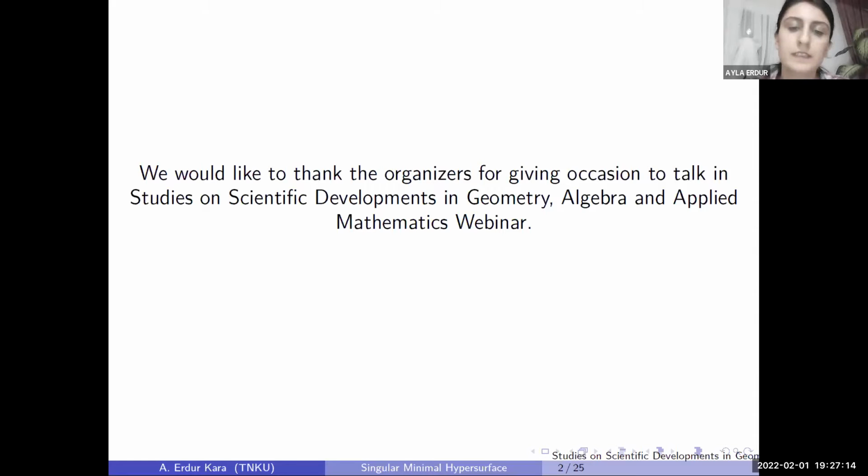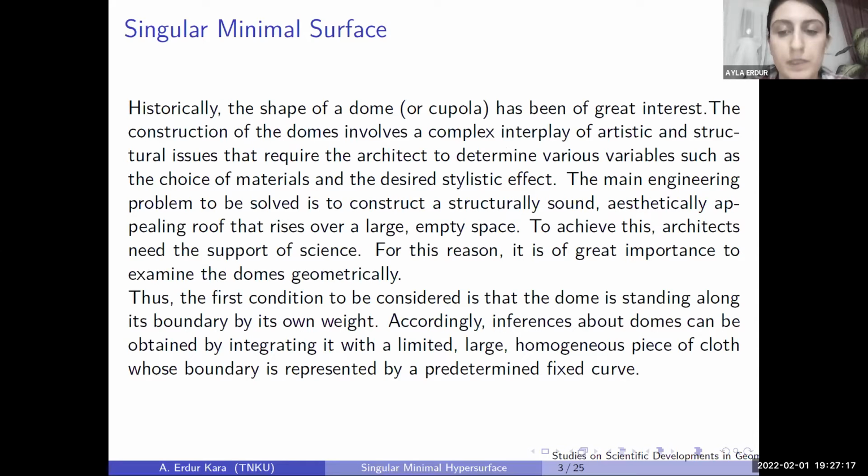Before giving the mathematical definition of a singular minimal surface, let's talk about the architectural shapes of such surfaces. These surfaces appear as structures called domes. Historically, the shape of a dome has been of great interest. The construction of domes involves a complex interplay of artistic and structural issues that require the architect to determine various variables such as the choice of materials and the desired stylistic effect.